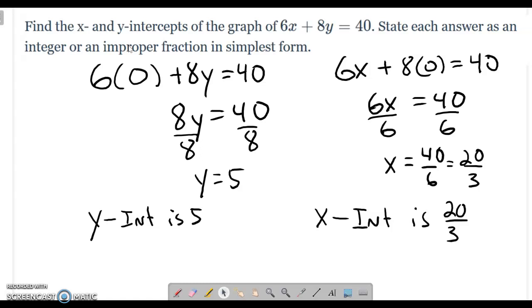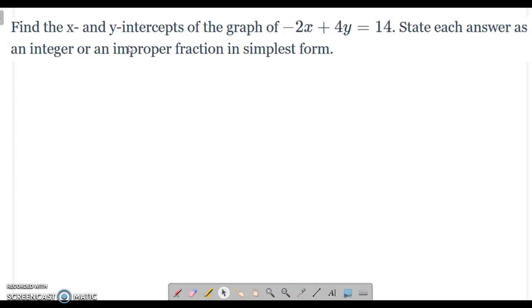All right, let's take a look at another example. Here it says find the x and y intercepts of the graph of negative 2x plus 4y is equal to 14. State each answer as an integer or improper fraction in its simplest form. So it's the same thing.